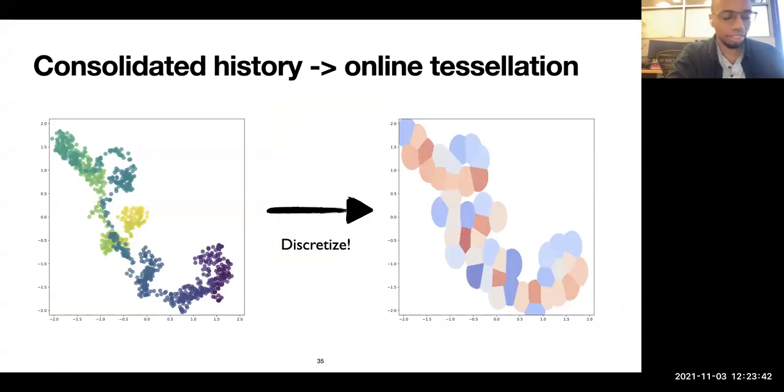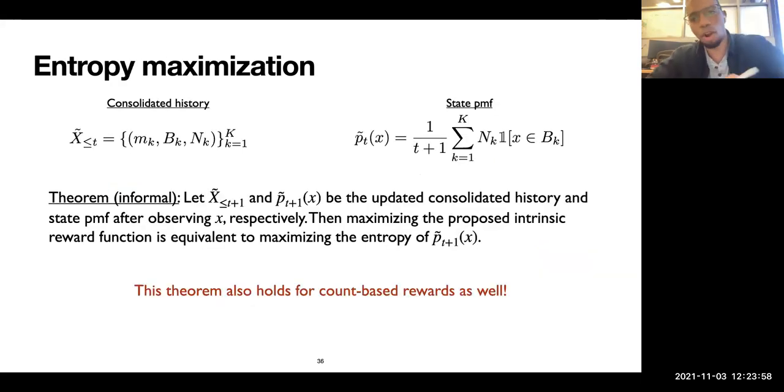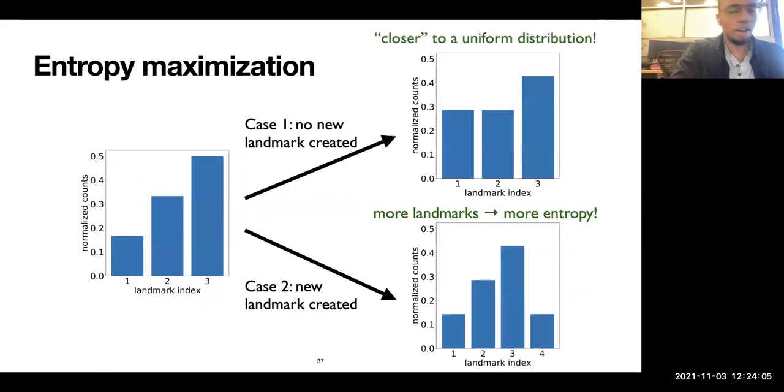And so to get there, as a byproduct of this consolidated state history, you can view it as some sort of online tessellation scheme, right? So each of these landmarks and visitation count, you can view it as some discrete approximations and discrete PDFs to the state visitation history. And so I won't go into the details here, but actually what we show is that you can prove it. And so the proof is pretty intuitive, so I won't spend too much time on it.